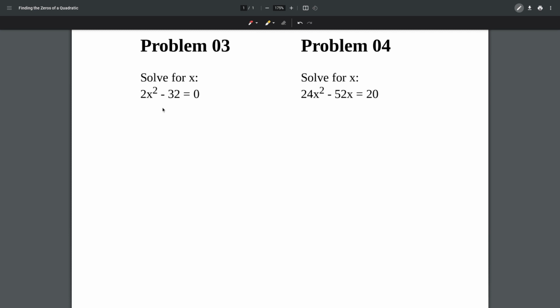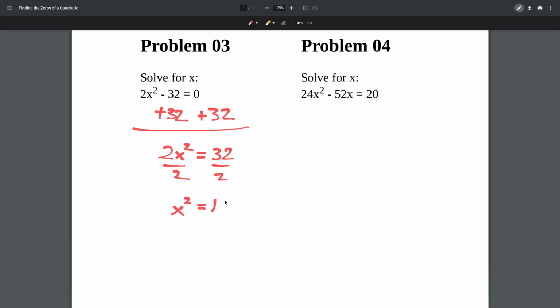Okay, a different way is to add 32 to both sides. Now, I said you do want one side equal to 0, but in this case, I'm going to add 32 because I see something. So I get 2x squared equals 32, okay? If I divide both sides by 2, I get x squared equals 16. So you can solve quadratics of this form by taking square roots.